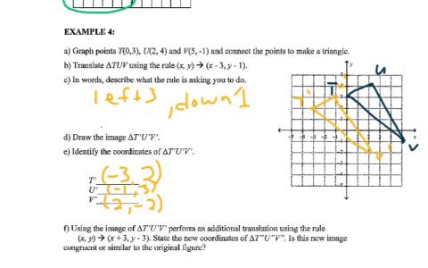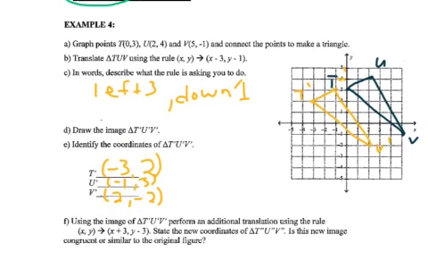Okay, so the first thing I did was plot my points T, U, and V, and I labeled them. I connected them to form my triangle. I then translated following this rule, which tells you to go left 3 and down 1. I drew my new image, and then I listed my coordinates. If you have a question with anything of the above, please ask your teacher now.